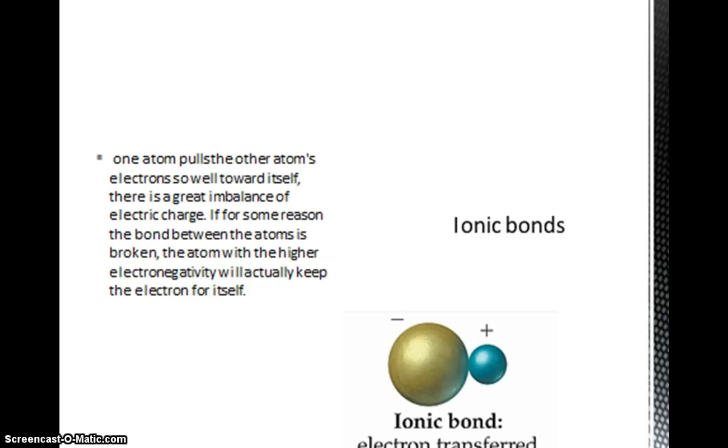Another one is an ionic bond. That means one of the atoms pulls the other's electrons so well towards itself that there is a great abundance of electronic charge. If for some reason the bond between the atoms is broken, the atom with the higher electronegativity will actually keep the electrons for itself. This right here is an example of an ionic bond, and as you can tell, it's completely separated, unlike the other ones where it was still connected.